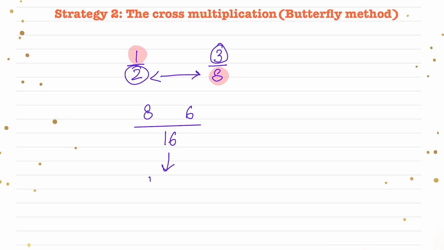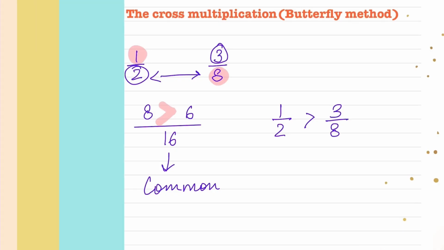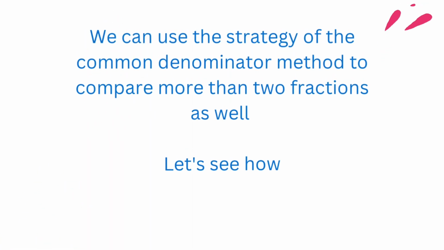Now we have 8 and 6 in the numerator and 16 as a common denominator. Now we can compare easily that 8 is the greater number. We can even conclude now that 1 by 2 is greater fraction than 3 by 8. That means Chloe wins in this method too. It's quick and easy trick, right?